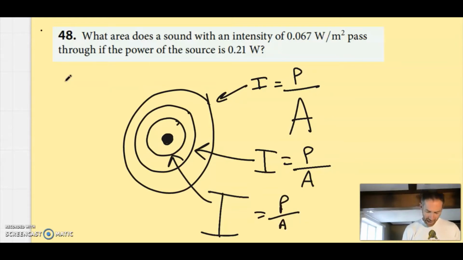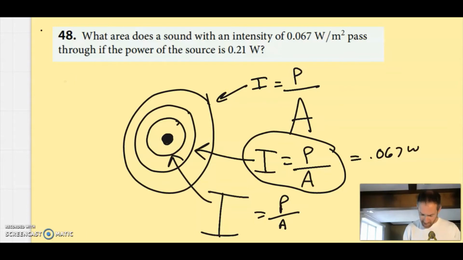So they're saying one of these intensities is 0.067. Let's make it the medium one, not too big, not too little. So let's say this intensity is equal to 0.067 watts per square meter. And the power from the sound source is 0.21. That is, the numerator is 0.21 watts. That's going to be the same on all of those, you see. But the areas are different. If you divide 0.21 by a big number, you're going to get a small number. If you divide 0.21 by a small number, you're going to get a big number.